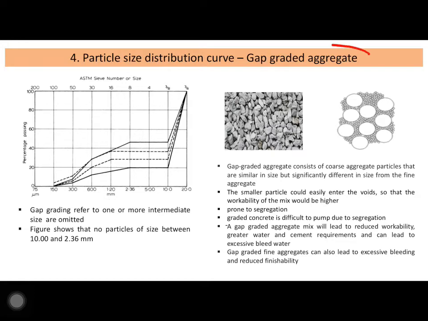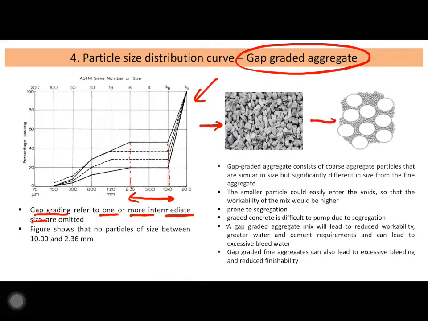Next, the gap graded curve. You may refer to this figure, which presents the gap grading. So what is gap grading? Gap grading refers to one or more intermediate sizes being omitted. For this example, the figure shows that there is no particle size between 10 and 2.36, so we call it gap graded. This is an example of gap graded. Gap graded means that you only have coarse aggregate and fine aggregate, so you don't have the intermediate size. Gap graded aggregate consists of coarse aggregate particles that are similar in size but significantly different in size from the fine aggregate.